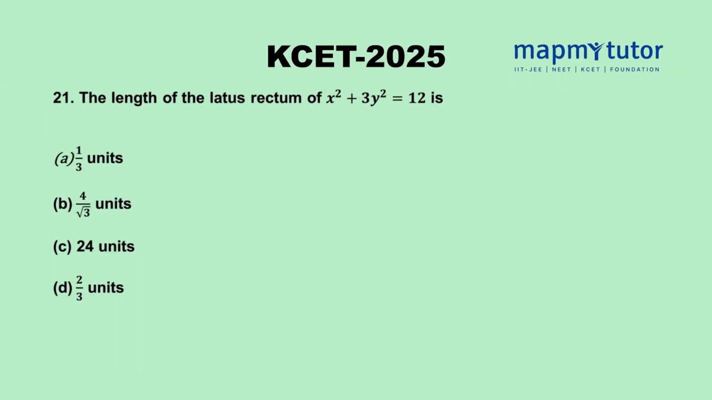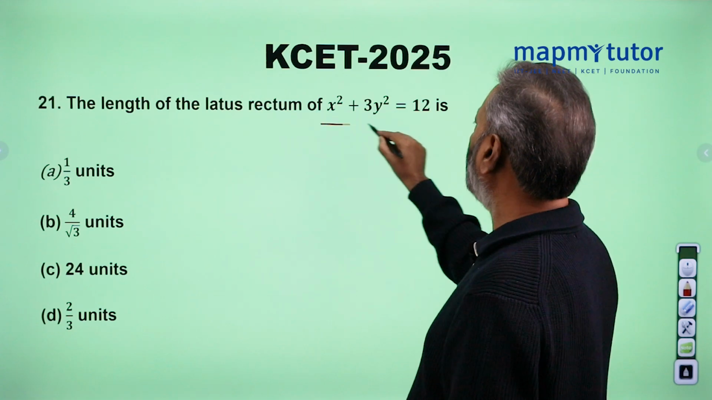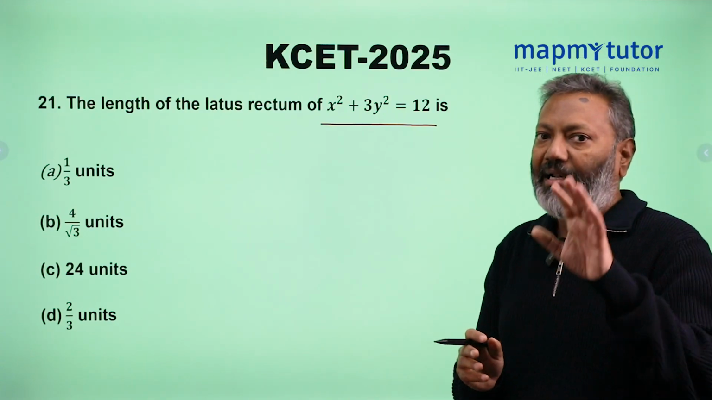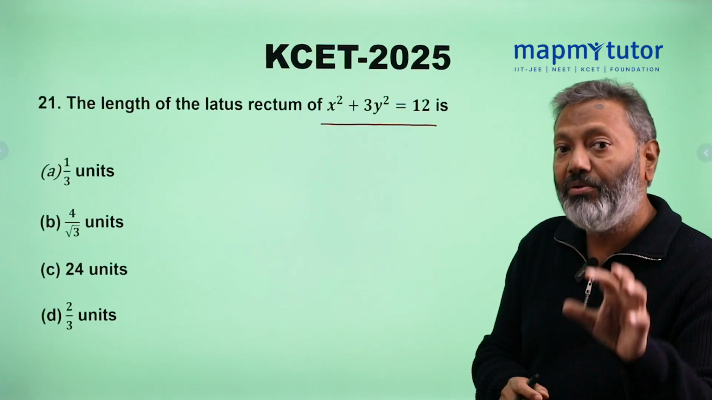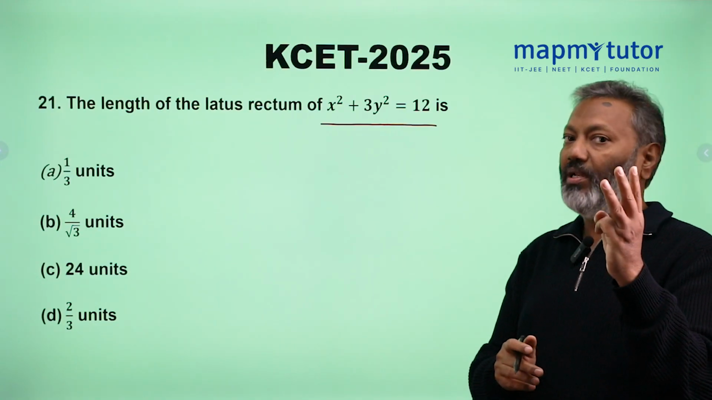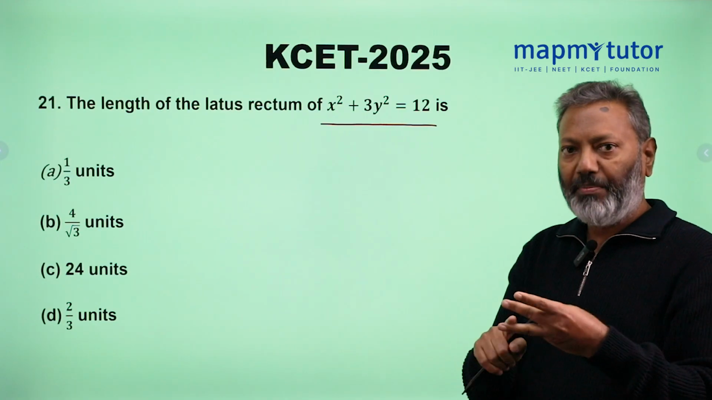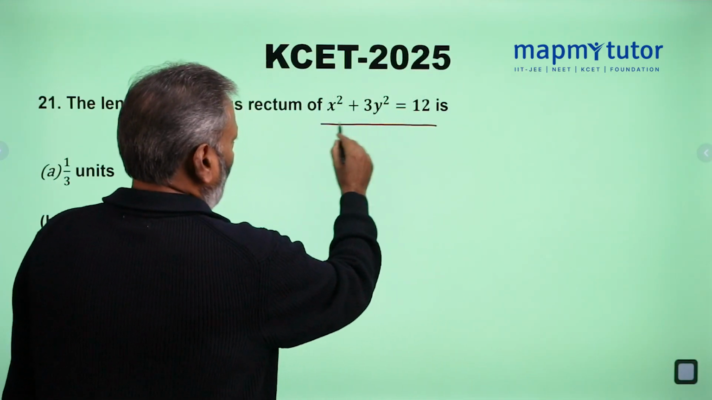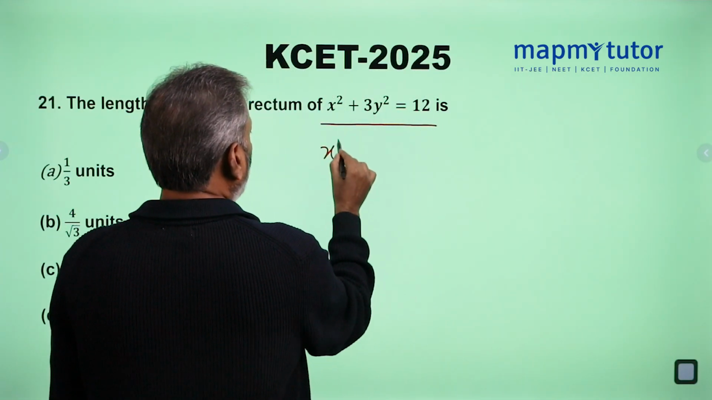The length of the latus rectum, quite easy. Do you recognize this curve? X square plus 3y square equal to 12. Latus rectum, that word will be used in 3 conic sections. What are they? Parabola, ellipse, and hyperbola. And what does this equation represent? I divide by 12. I think you can easily guess that.